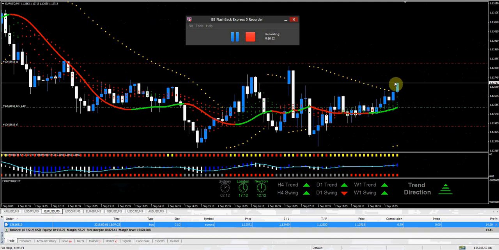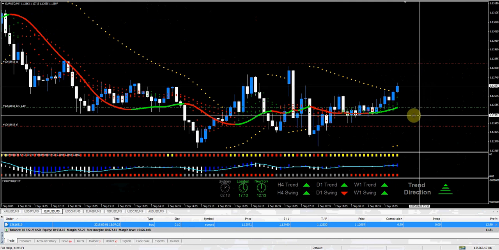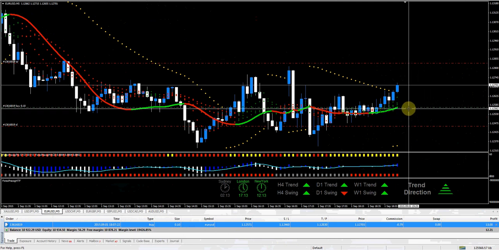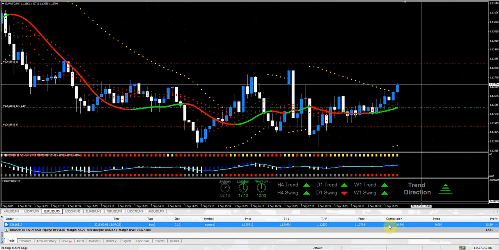There it is. So our first target just got hit. We still have our second one in. If I had set this up properly, this would be 2 lots instead of 0.1, but won't complain about that. Now I'm going to move my stop up here to break even, 1.1257.